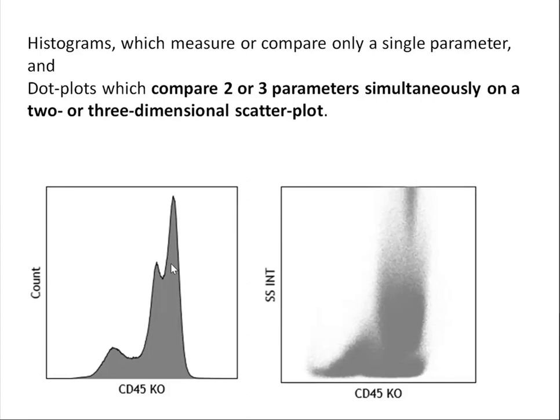How many parameters can you explore in a 10-color flow cytometer? Anyone? 12 parameters. Excellent. You will have 12 parameters: 10 marker colors and 2, forward and side scatter. So everyone understood, right? Even scatter is a parameter.